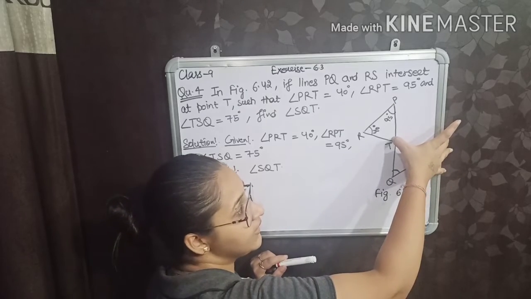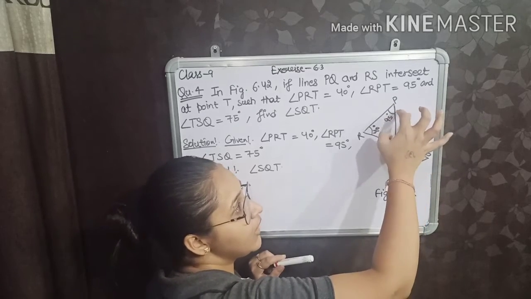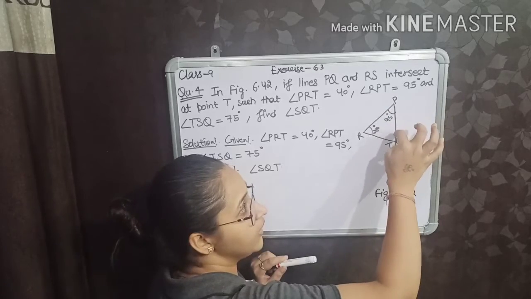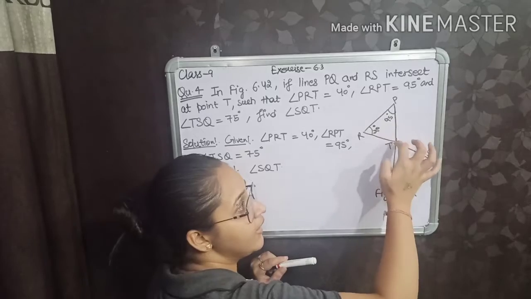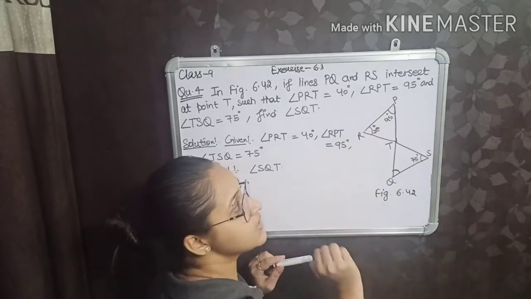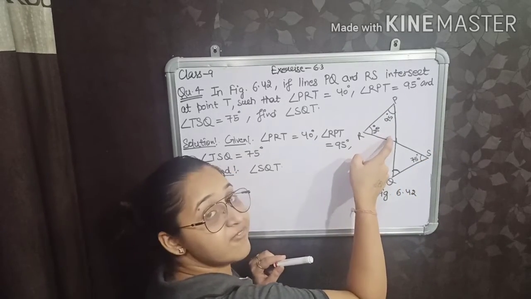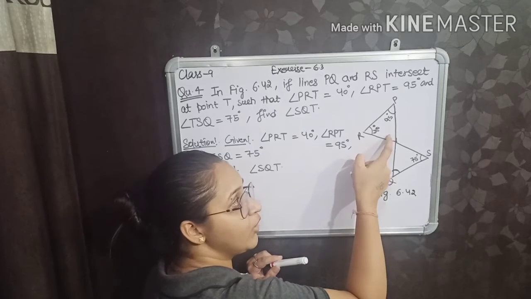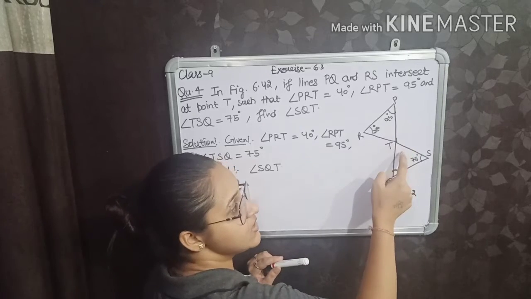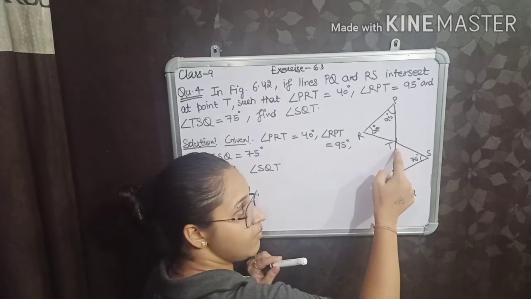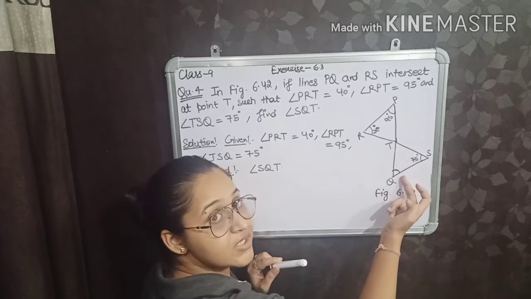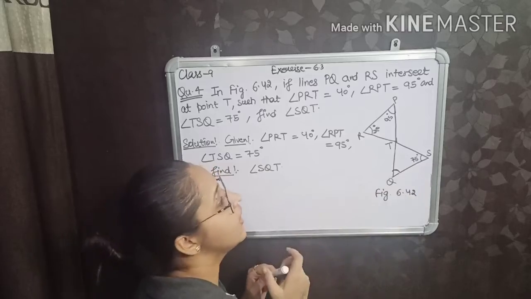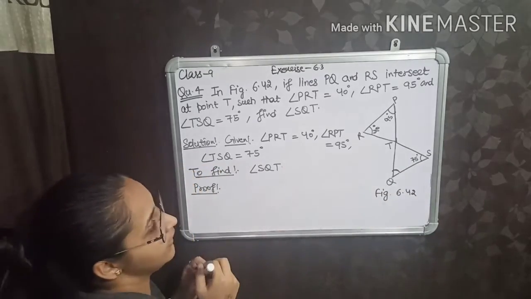Now, for finding this angle, you can apply angle sum property in this triangle PRT. For triangle PRT, if you are applying angle sum property, then you can easily find this angle. And after knowing the value of this angle, you can easily find this angle by vertically opposite. And when you know these two values, then you can easily find the value of required angle. So we move like this.